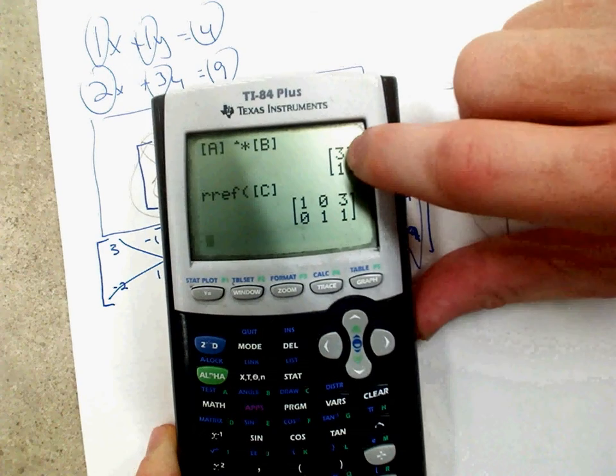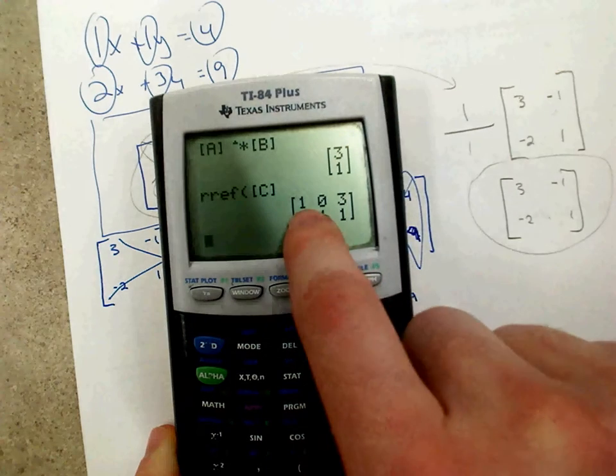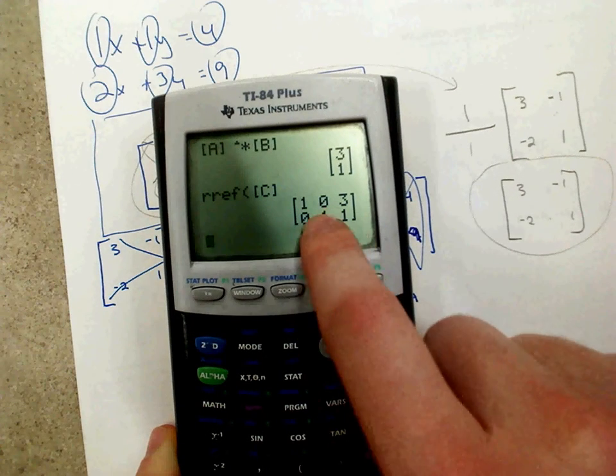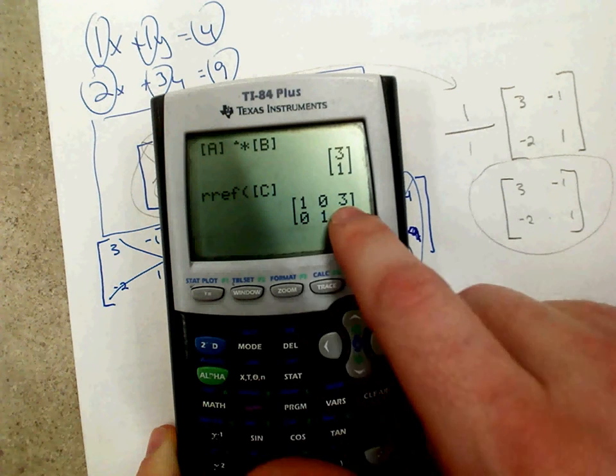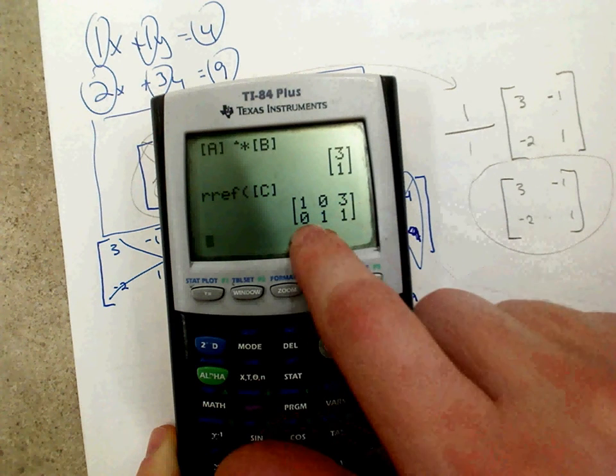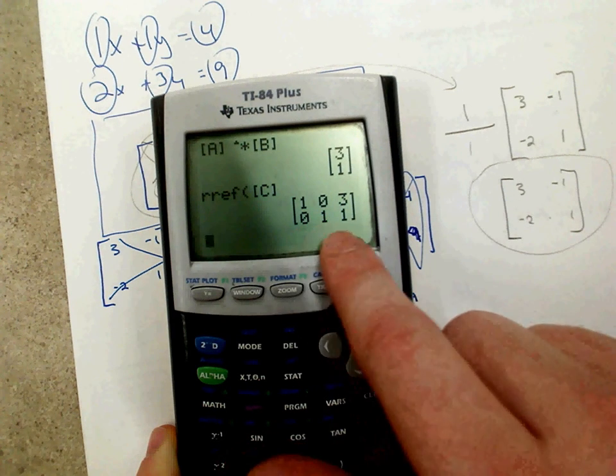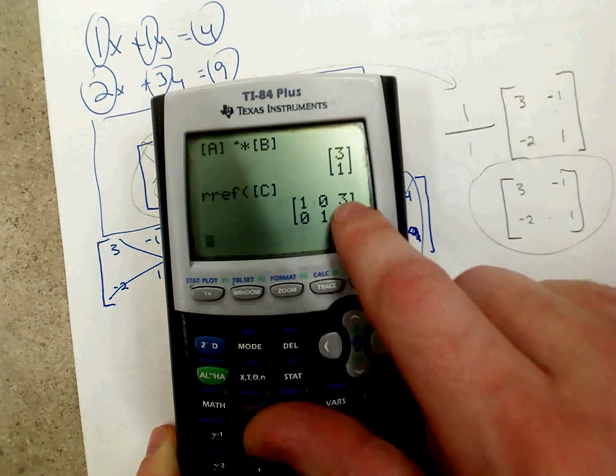This is the x position, this is the y position. So we're saying that 1x is equal, and no y's, is equal to 3. So 1x is equal to 3, and no x's, so 1y is equal to 1. So we're saying x is equal to 3 and y is equal to 1. You get the exact same answer, either one of these.